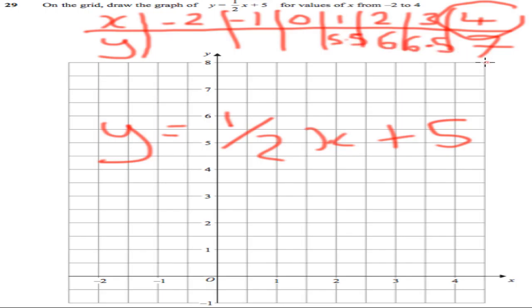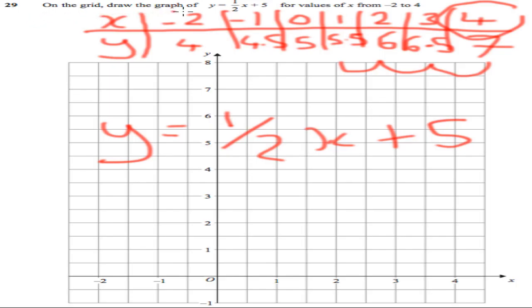Now you can see a pattern here. You can see it's going down each time by a half. So 7, 6.5, 6, 5.5. We know this is just going to be a straight line, so these numbers are going to follow a pattern. So 5.5, we can say 5, 4.5, and 4. All we have to do now is plot this.